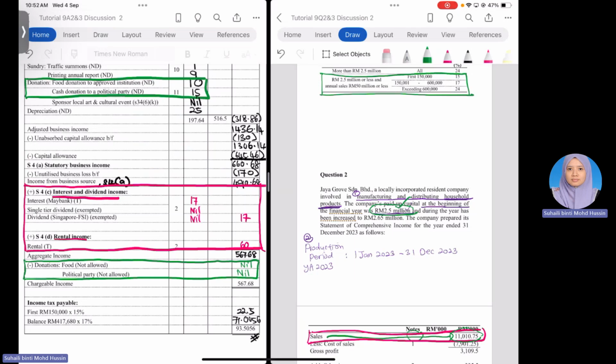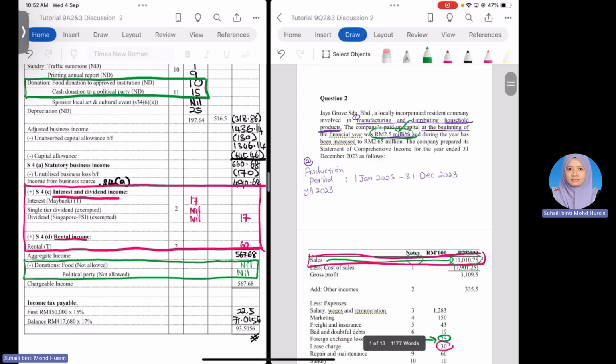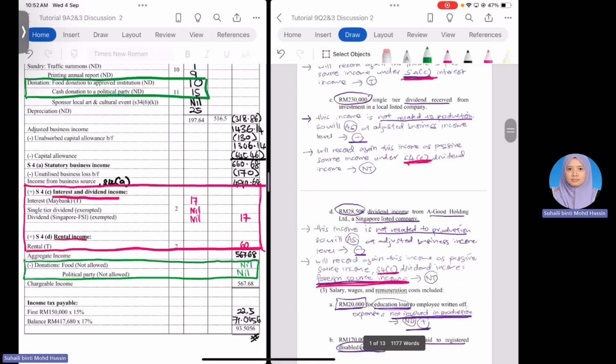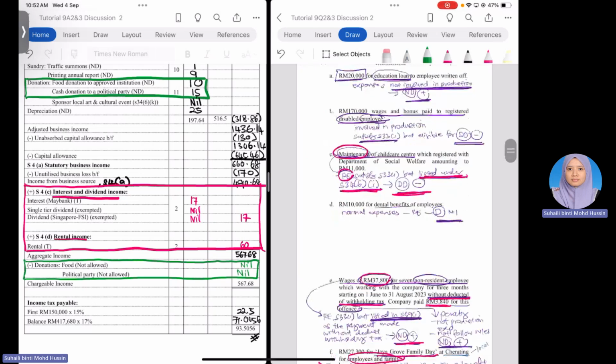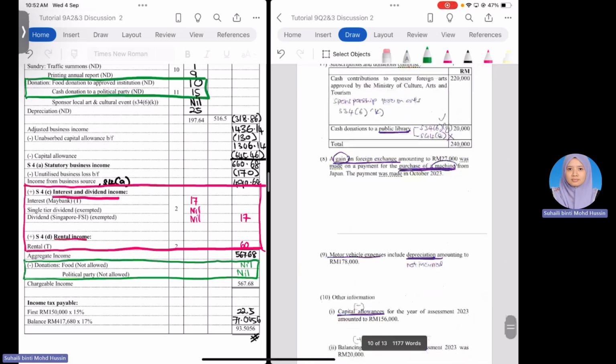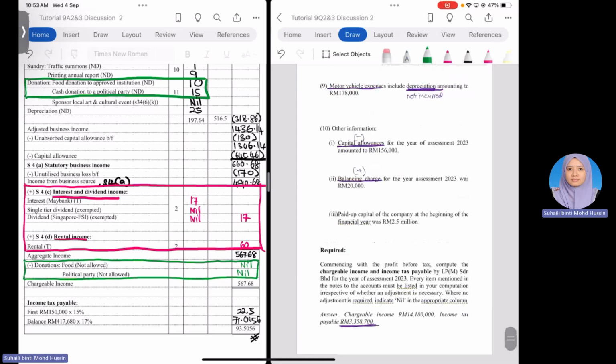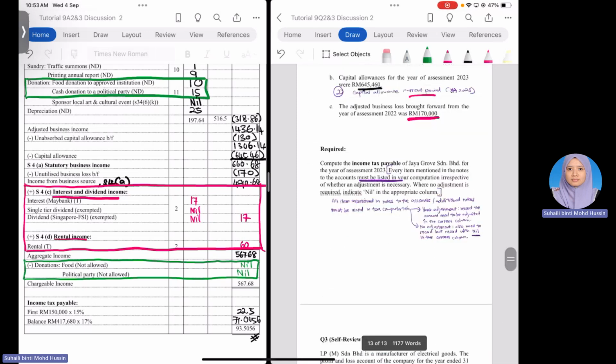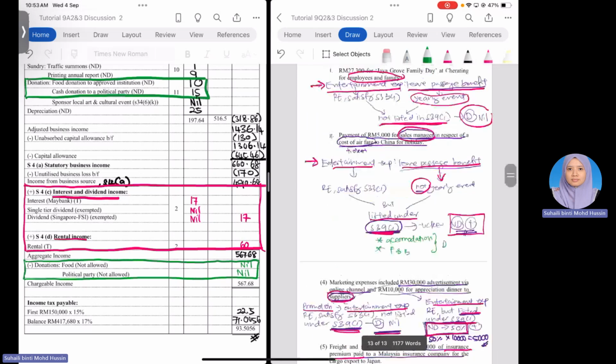Right, so this is the full set of question number 2 for tutorial 9. For question number 3, I want you to try to do by yourself. I already uploaded the working version in the Microsoft Team. So maybe you can try to do by yourself. You can get the amount as stated here. If you have any question for question number 3, you can chat me at the chat box.